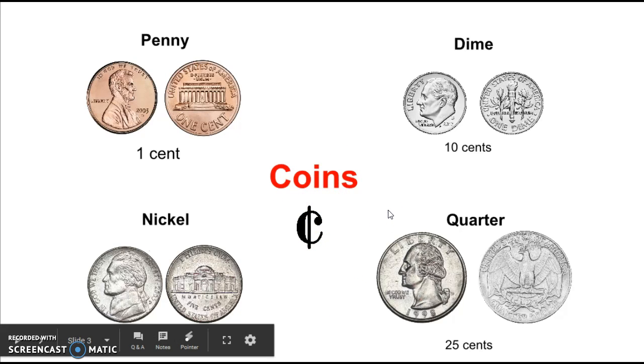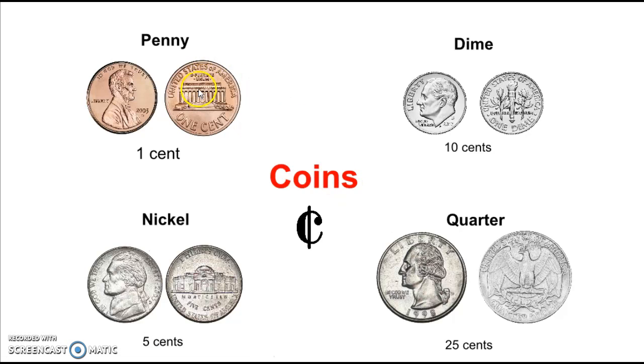So the first coin that we will talk about is the penny. The penny is the only copper coin out of these coins right here. That's the front of the penny, and this is the back of the penny. And the penny is worth 1 cent. That is the least amount that we can have on a coin.